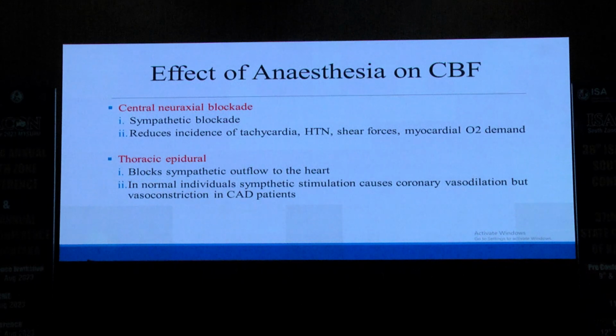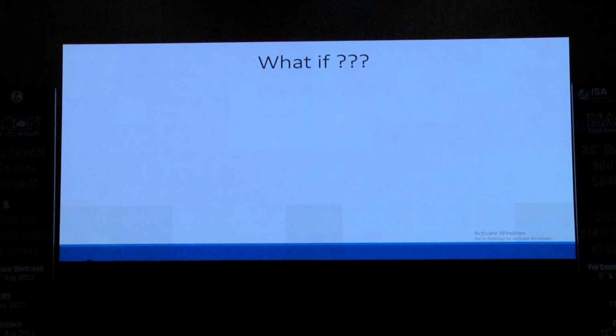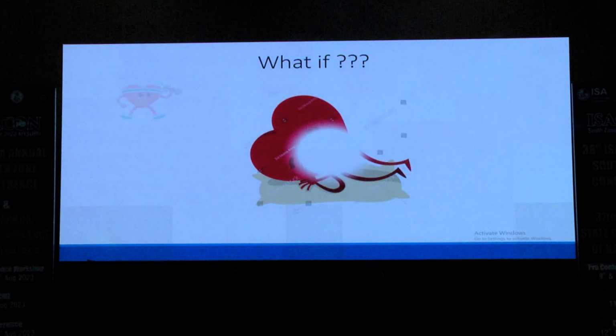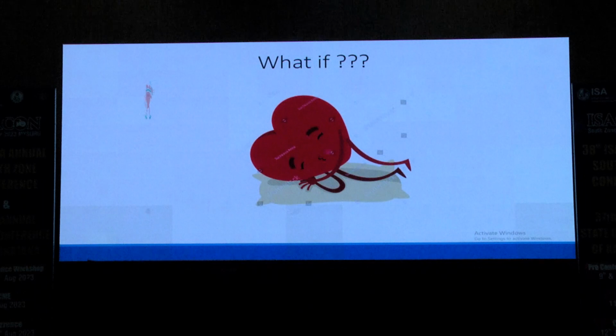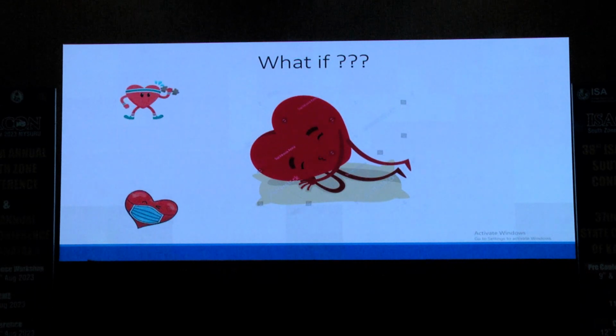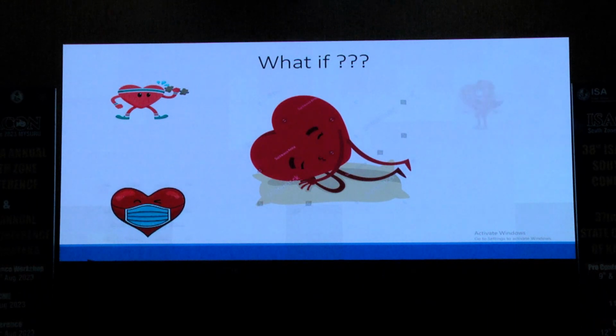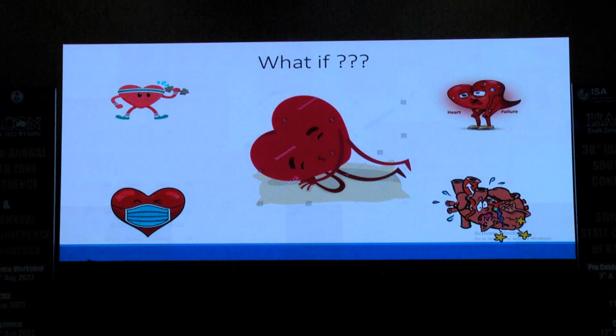Whenever we go for regional blocks, either during a central neuraxial block or the thoracic epidural, there is a blockade of sympathetic system. So any sympathetic stimulation which causes increased oxygen demand is blocked in these conditions. Now we know that this is a condition of a normal heart, normal physiology. What if something abnormal is there with the heart? Either if there is a working heart during exercise, or patient exposed to COVID, or when there is a failure of heart or occlusion of the coronary arteries.